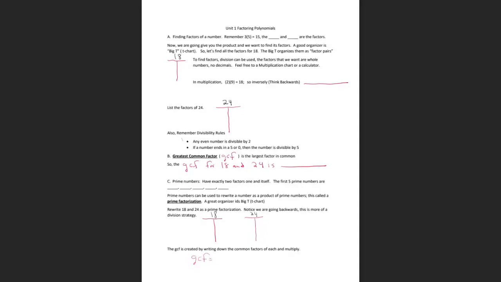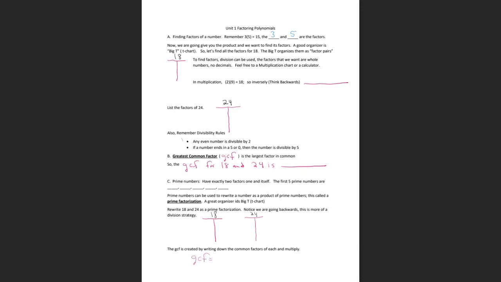So good afternoon. We're going to try to do a little bit of a lesson on factoring polynomials. If you recall, last time we were talking about multiplying polynomials. In multiplying polynomials, we were given the factors and we multiplied them out to get the product. When we had 3 times 5 equals 15, the 3 and the 5 were called the factors and the 15 was called the product.